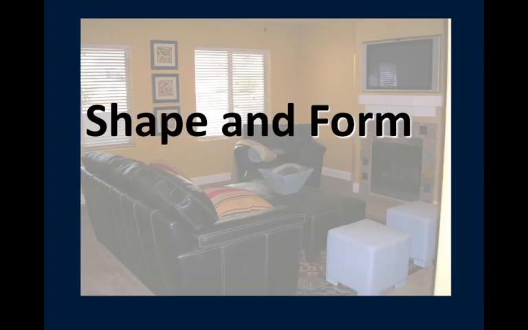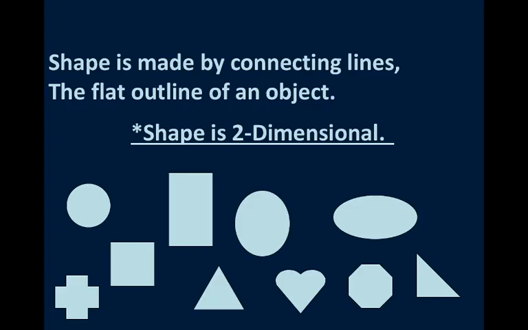Okay, so second element of design, and really it's 2 and 3. We're going to be talking about shape and form. So shape is made by connecting lines. This is the flat outline of an object. So remember that a line is a connection of 2 points. Shape is a connection of lines. It's 2-dimensional. Make sure that you know it's 2-dimensional. So it's very flat.